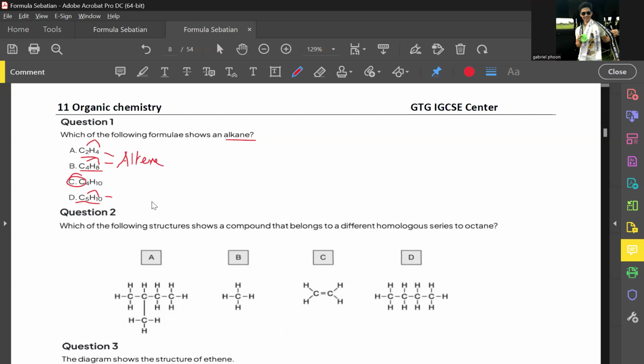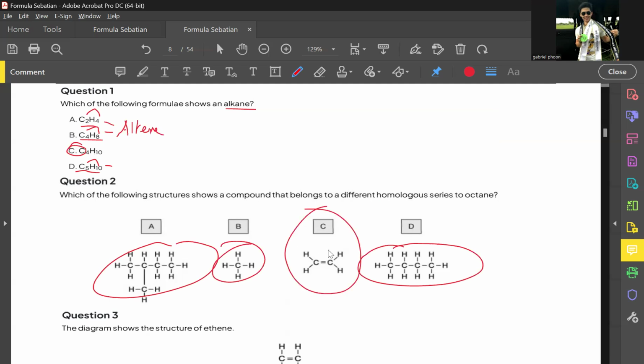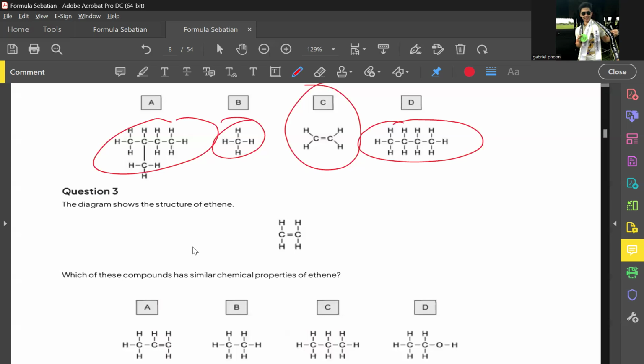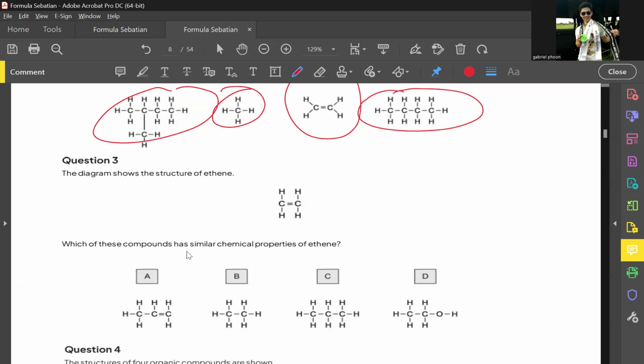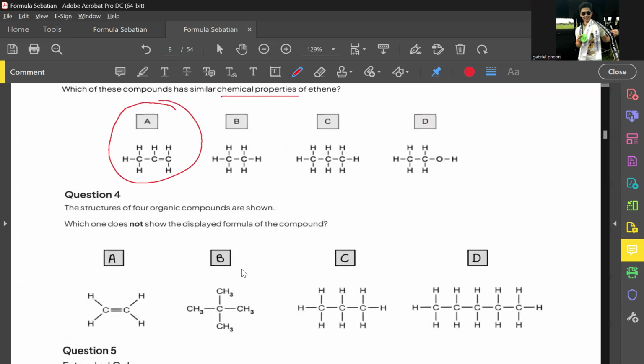Which of the following structures shows a compound that belongs to a different homologous series? Obviously, all these are single bonds, right? And thus they are once again alkanes, and the only one that has a double bond is the alkene. So the answer is just C for question number 2. Quite straightforward, quite easy. Question number 3, the diagram shows a structure of ethene. Which of the following compounds has similar chemical properties to ethene? Similar chemical properties means to say they belong to the same homologous series, and once again, it's literally 3 marks here. If you got these 3 wrong, something is wrong with you.